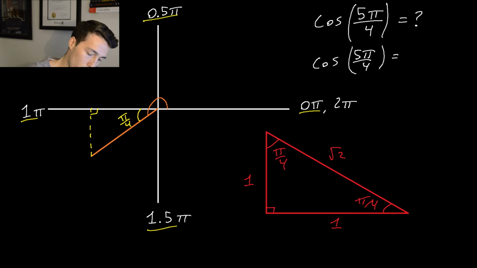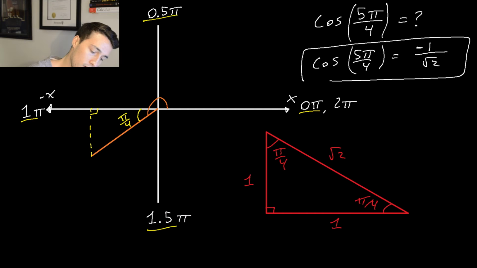But we have to see if it's negative. We're doing cos, and cos is the x direction. So are we going in the negative x direction or positive x direction? Clearly, this is the negative x direction, so cos is going to be negative right there. So again, cos of 5 pi over 4 is equal to negative 1 over root 2. This also goes in line with the CAST rule, if you prefer that method.